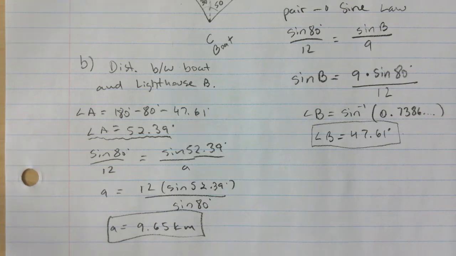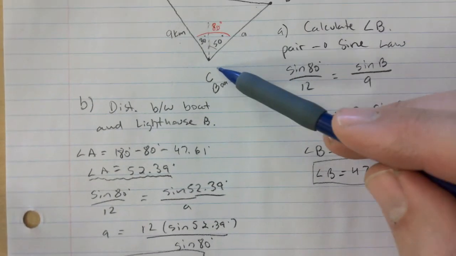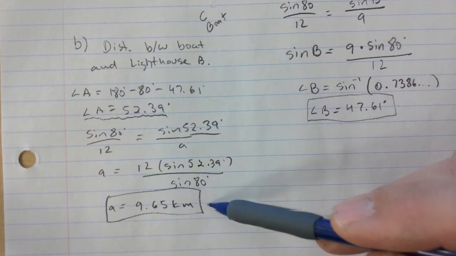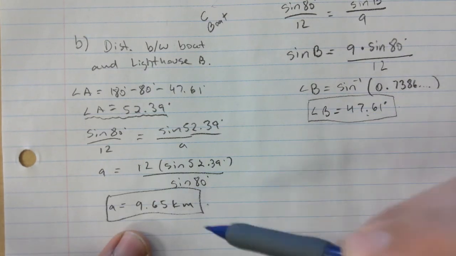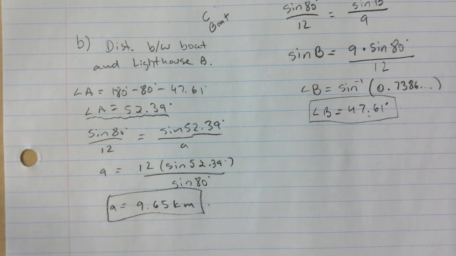For that unknown side in our triangle, which was 9.65 kilometers. And so we've answered both of those parts, A and B. And that was the last question that I wanted to do for sine law.